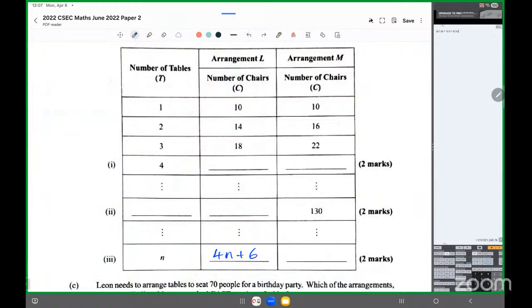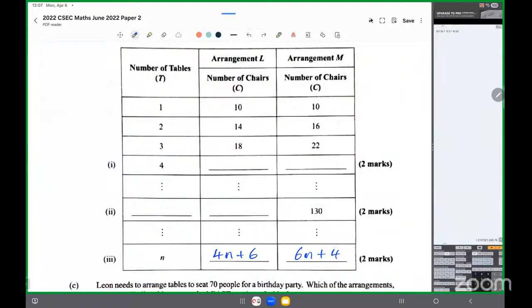And over here, it's going up by 6, plus 6, plus 6. So 6n starts the formula over here. First figure has 10. 6 times 1 is 6. You have to add 4. That's the formula for this column right here.